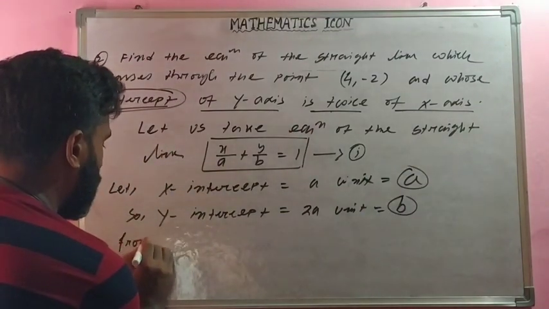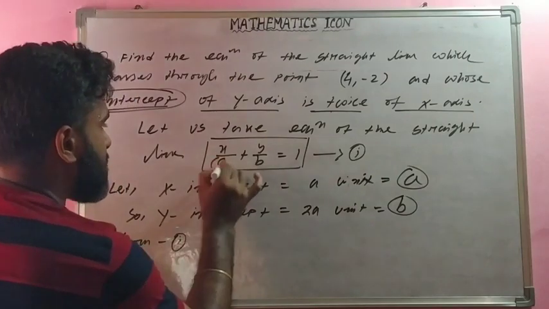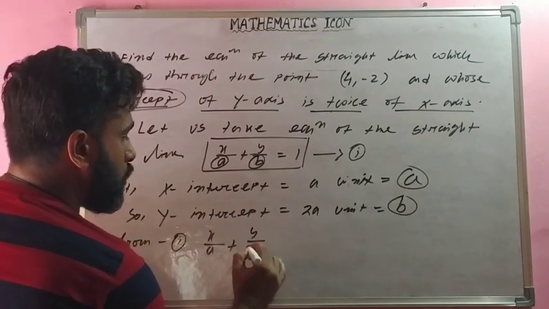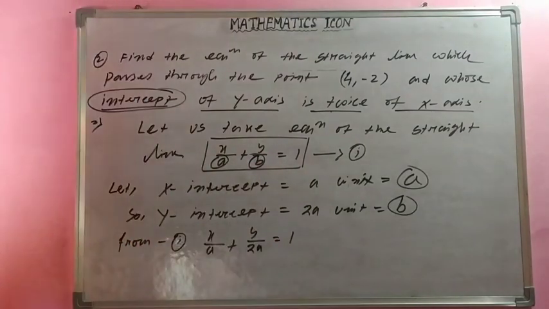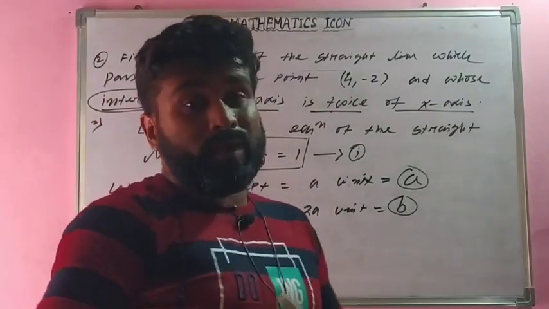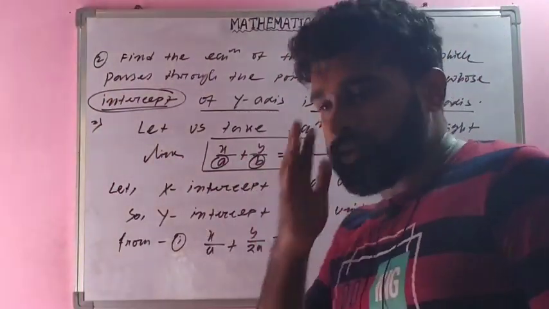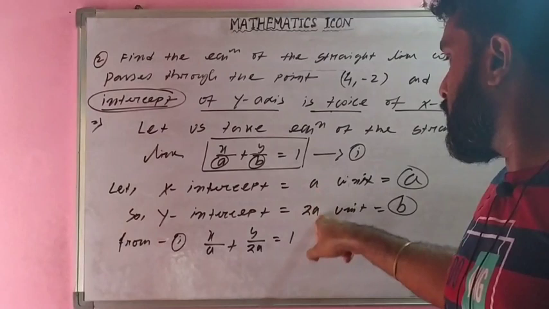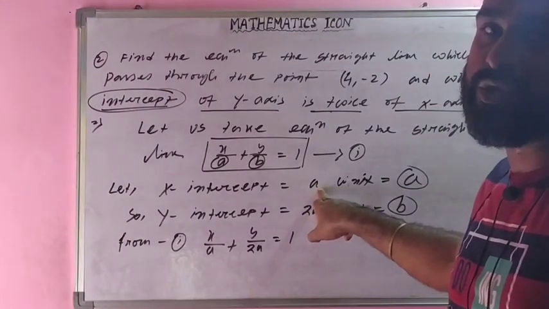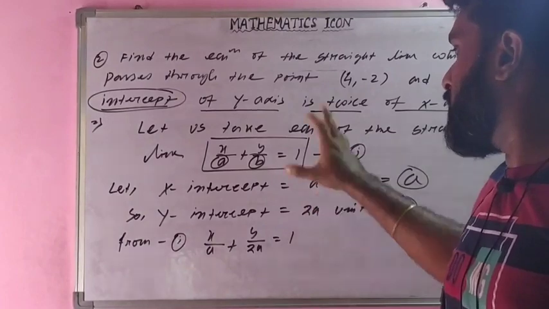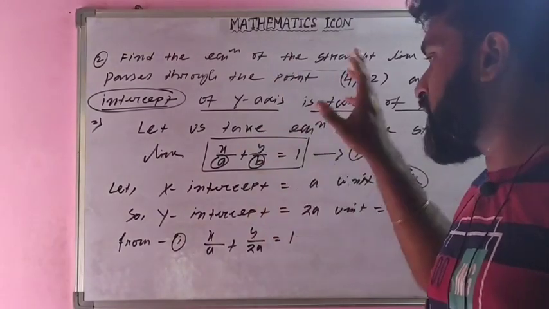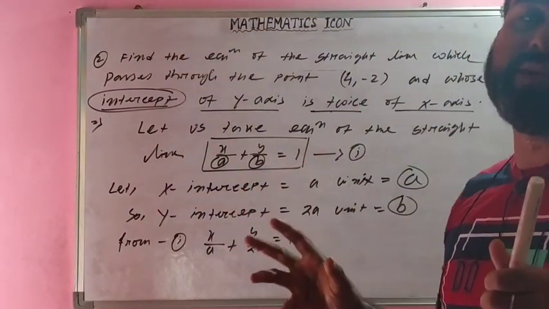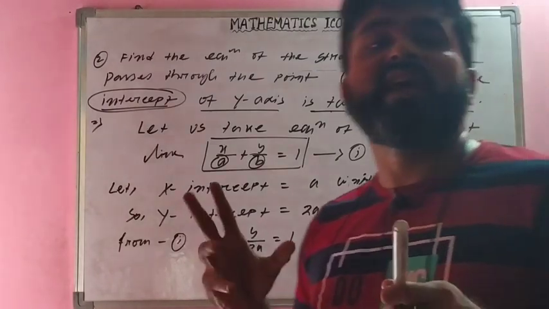From equation 1, in place of a we will put a, and in place of b we will put twice a: x by a plus y by twice a equals 1. Okay, so if you want to get the equation of the straight line, then at first you need to find the value of a. Without this value you can't get the straight line equation directly. So the question is, how can you find the value of a here?